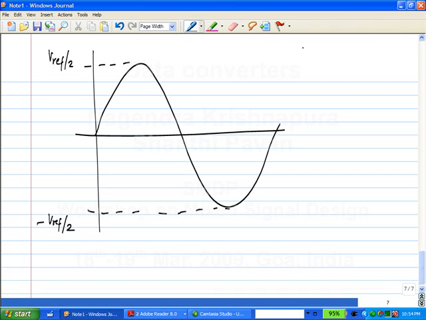What is the RMS value? Vref by 2 root 2. So the peak value is Vref by 2. That divided by root 2 is the RMS value. So the mean square value, what is it? Simply the square of this thing, right? That is Vref square by 8. I just squared it, that's all.